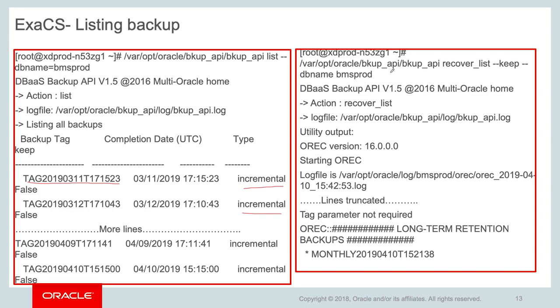As I said, I created a long-term backup and I want to see a list of that. So I have used the backup API recover list command, and it is showing you all the backups which are taken for long-term retention. Long-term retention will tell you that this particular backup is not a normal backup, and it will also show you the tag associated with it.